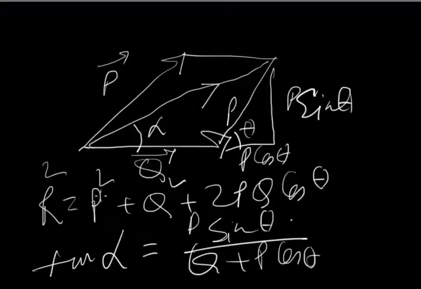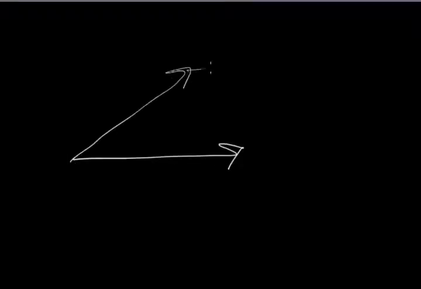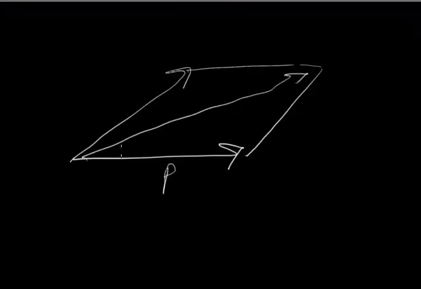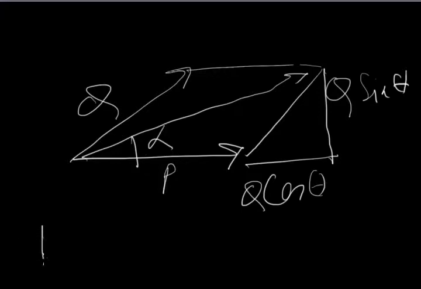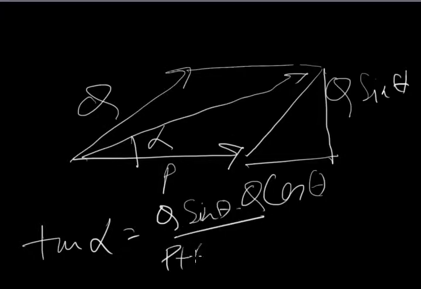Now, let us check our previous case, where we have this as P and this as Q and this as the resultant R. In that case, this is P, this is Q, this perpendicular was Q sine theta, and this was Q cos theta. So for this alpha, tan alpha is perpendicular, which means Q sine theta here, divided by base, so it is P plus Q cos theta.